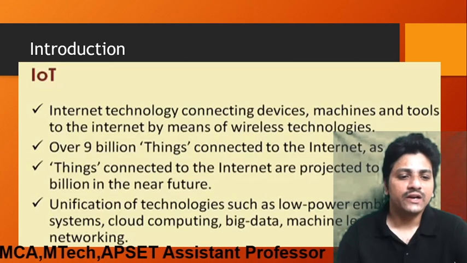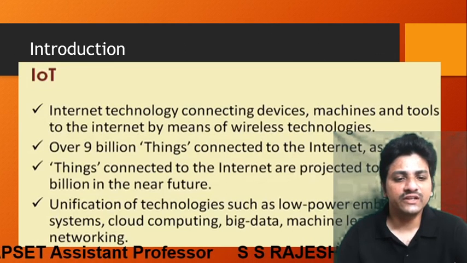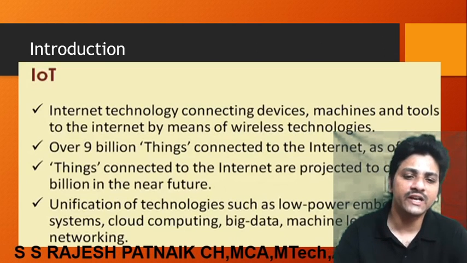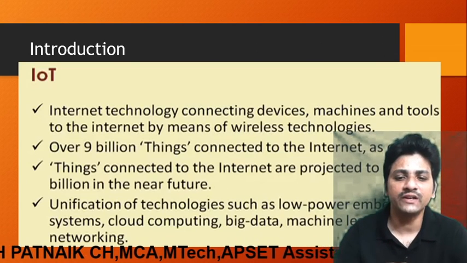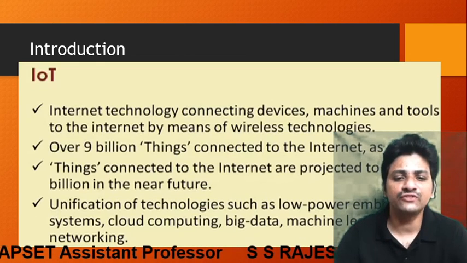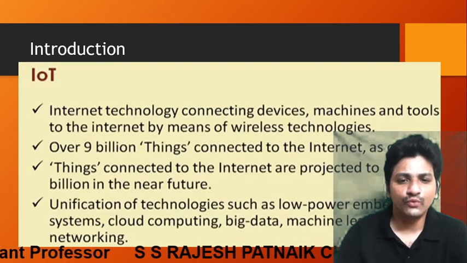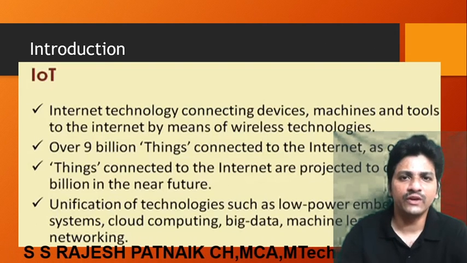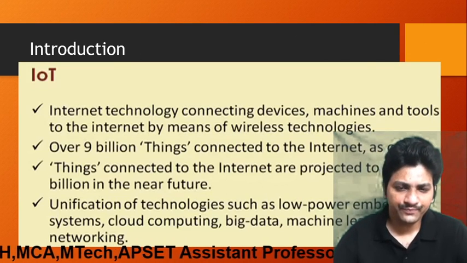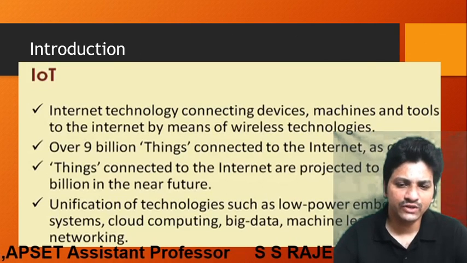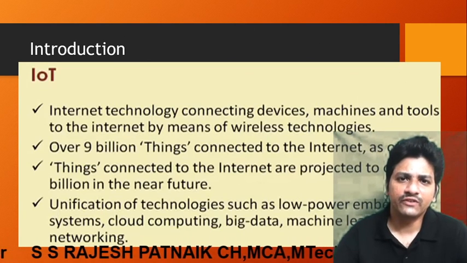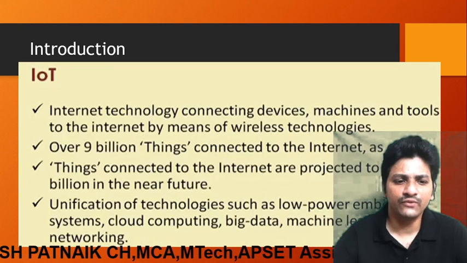So here internet technology is connecting devices. There are different types of real-time physical devices that are connected. So machines and tools are connected to the internet by means of wireless technologies. Now we know that everywhere we are using wireless technology like Bluetooth and Wi-Fi to connect with different smart devices. Now, a very useful device we are using is the mobile phone.